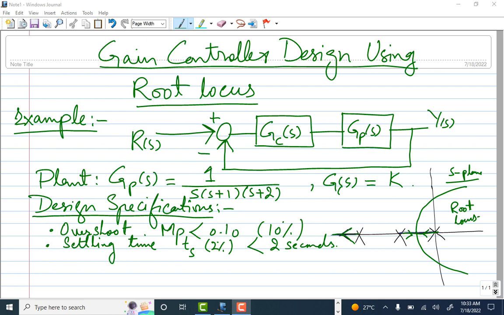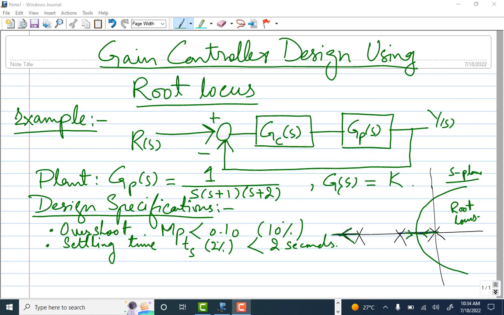Now the design specification given to us is that our overshoot, that is Mp, is less than 0.10, which means that it must be less than 10%. Similarly, we have a settling time, Ts, and we consider settling time when we reach steady state within 2% of the final value, and in that case it must be less than 2 seconds.